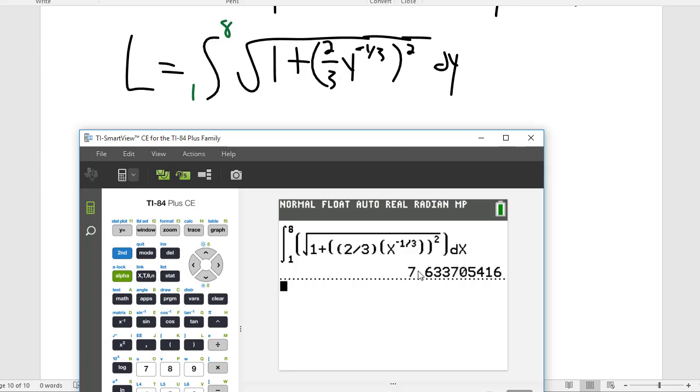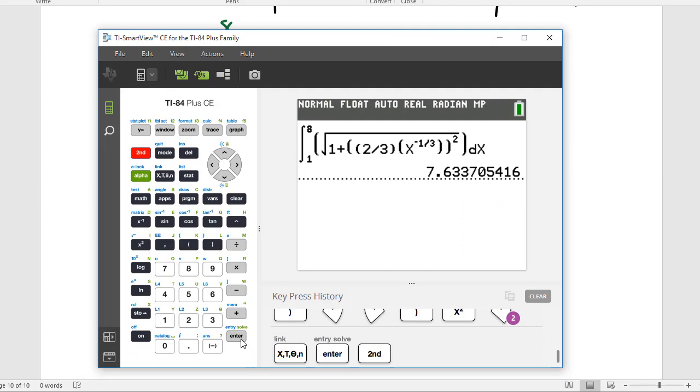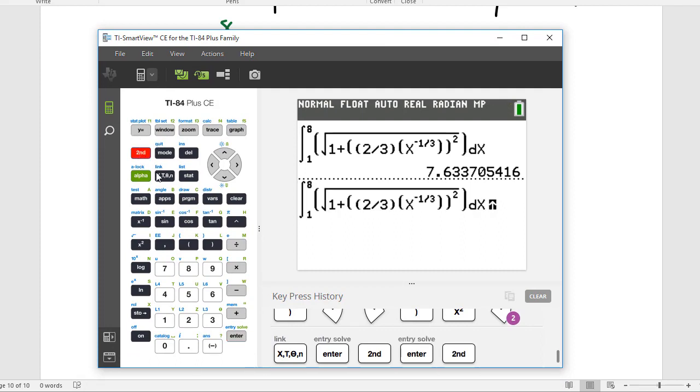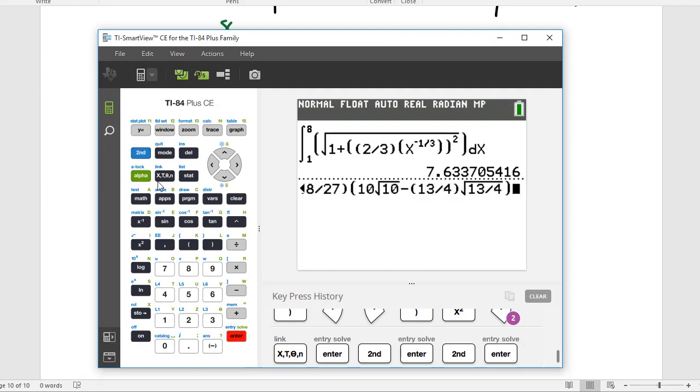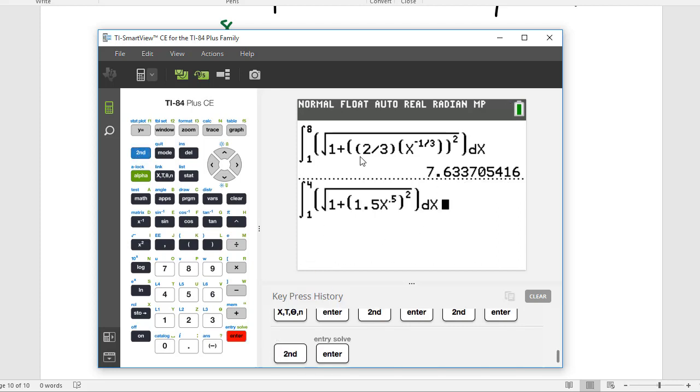And that's the same numerical value we got before, right? So if I do second enter, call up the last couple things that I did, call up the last integral. All right, so here was the integral that we got as our first example, and obviously when I hit enter, I get the same value. So that shouldn't be surprising because we're finding the length of the same curve, whether we get y as a function of x or x as a function of y.